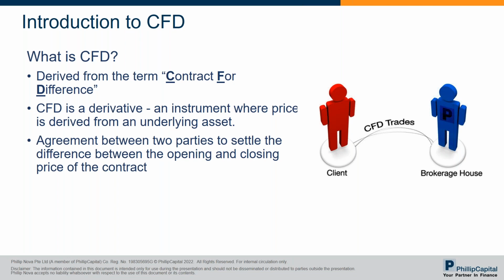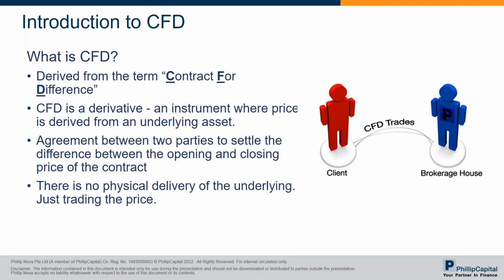What CFD essentially is, is an agreement between two parties to settle the difference between the opening and the closing price of their contract. Take the example of share CFD, say an Apple share CFD. You don't actually own the underlying Apple share. You are simply entering into a contract with a broker to exchange the price difference. There is totally no ownership of the underlying asset, so there won't be any physical delivery. You're just trading the price.